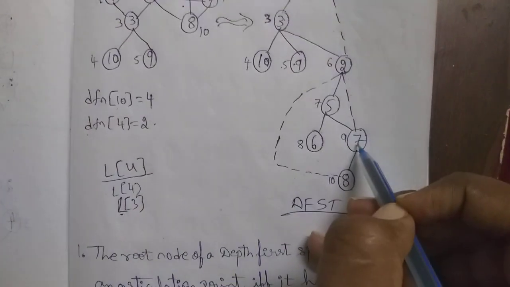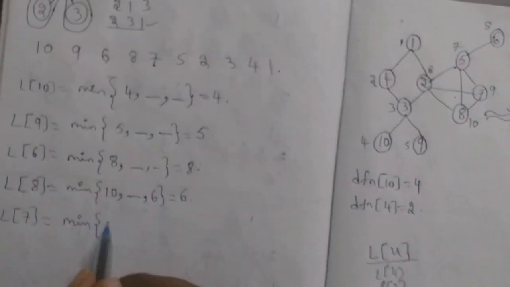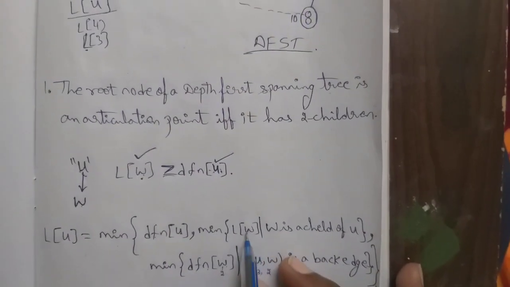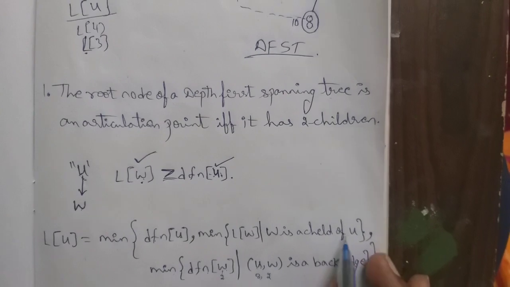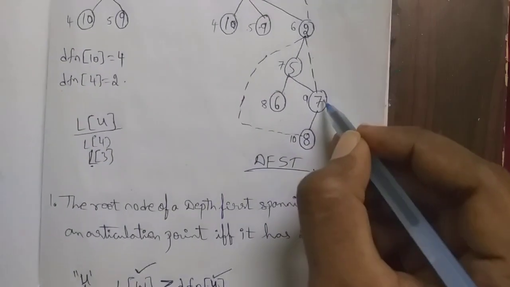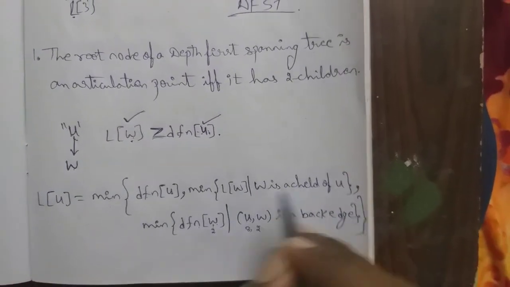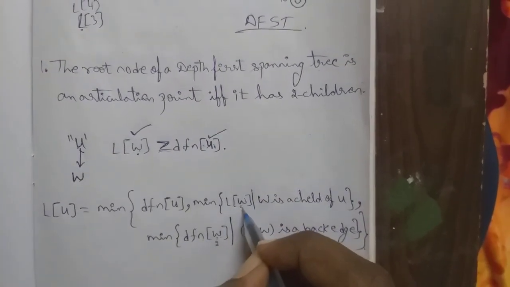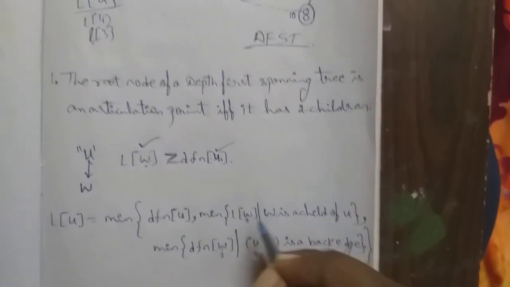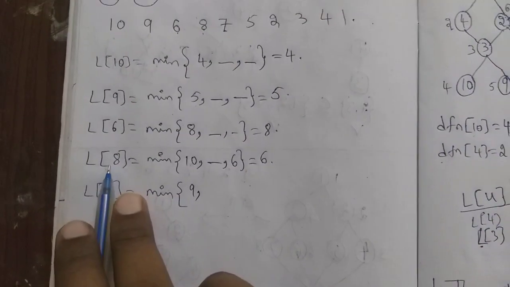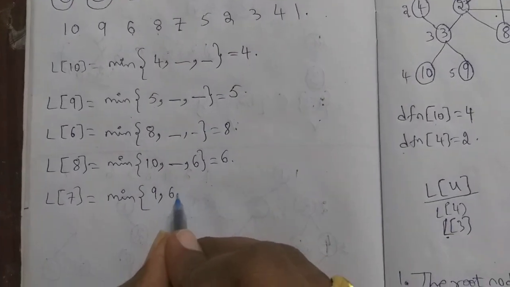What is the depth first number of 7? 9, comma, minimum of L of W, where W is a child of U. What is the child of 7? 8. What is L of 8? L of W, where W is a child of U. For 7, W is 8. Since 8 is the child, what is L of 8? L of 8 is 6, comma.